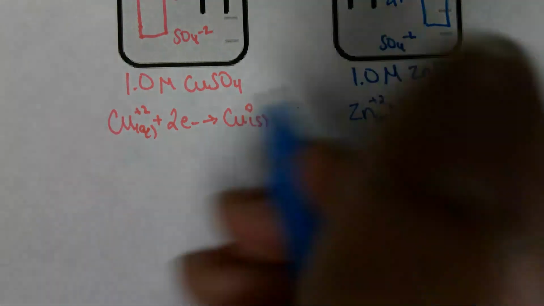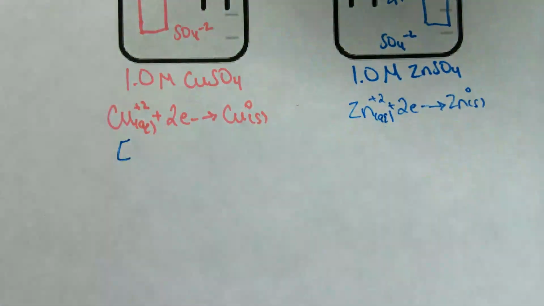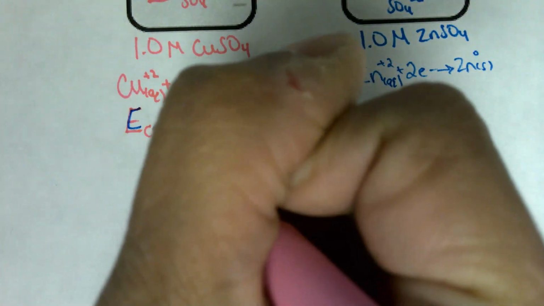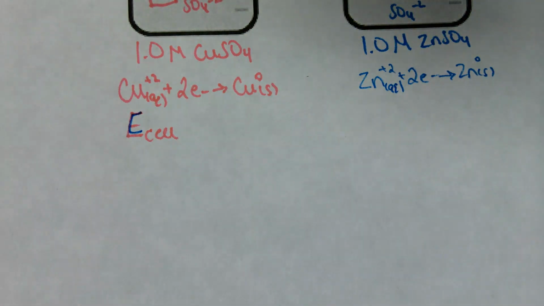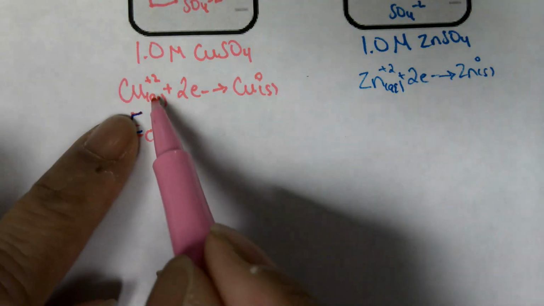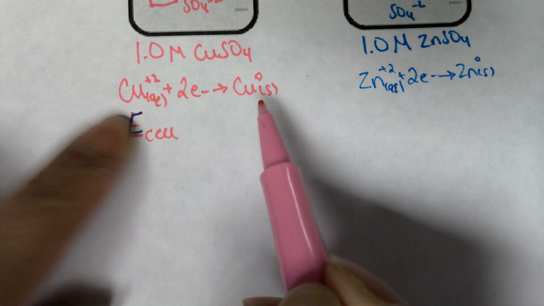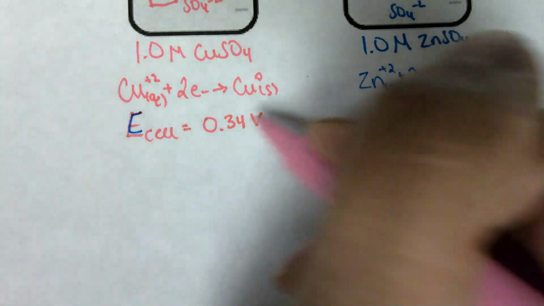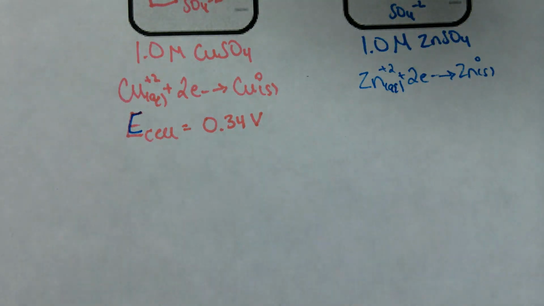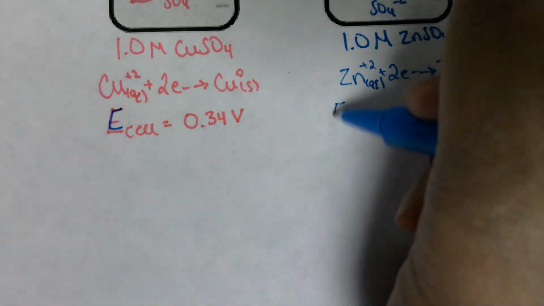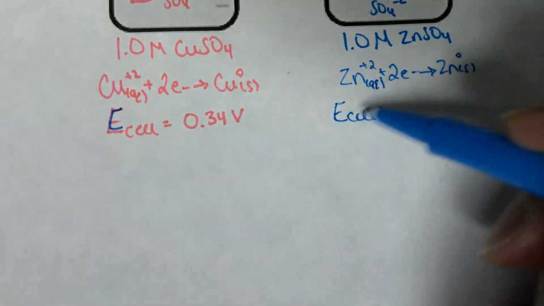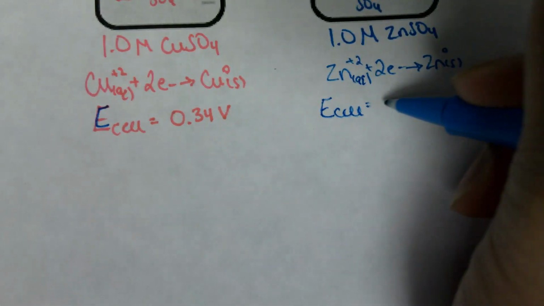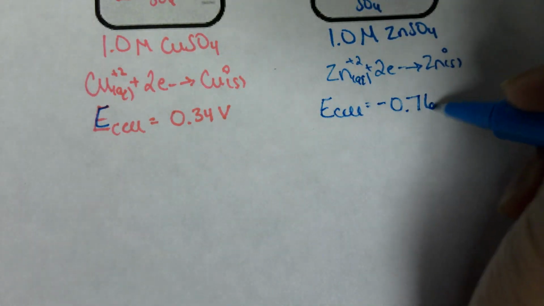We also have something called E cell values. E cell values are pretty much the electricity that's flowing or that can potentially flow from this reaction. So this is going to be equal to 0.34 volts, and this is a known value, or this would be given to you. So you're never going to have to memorize any of these. The potential for the zinc solution would be negative 0.76 volts.